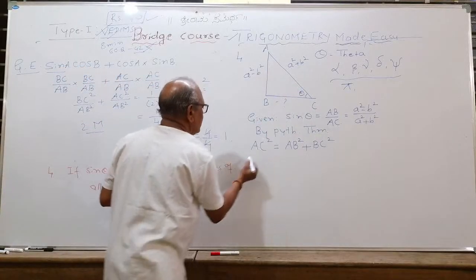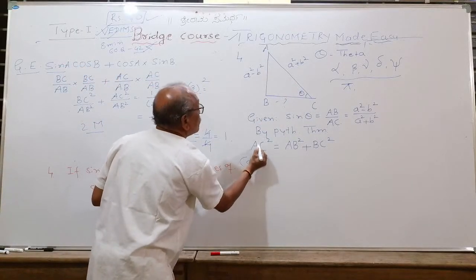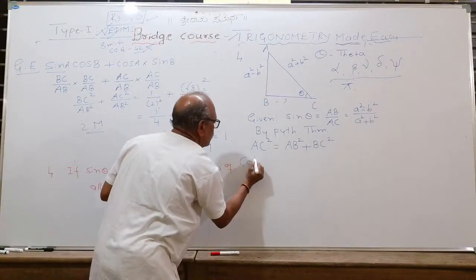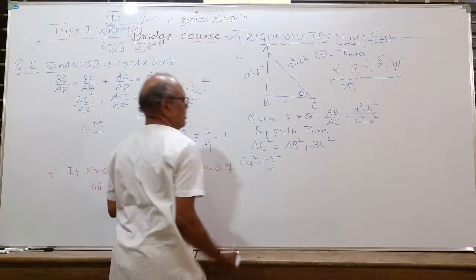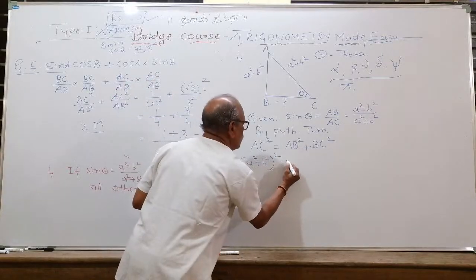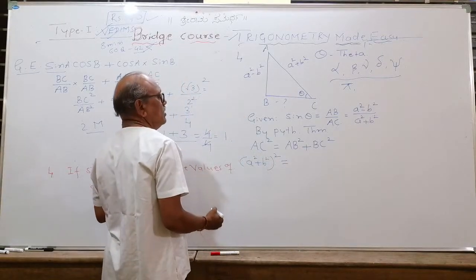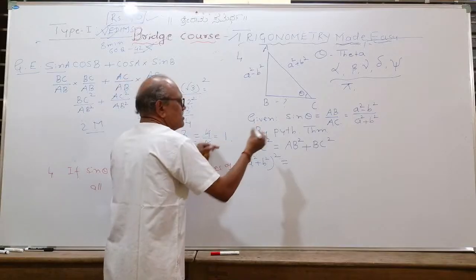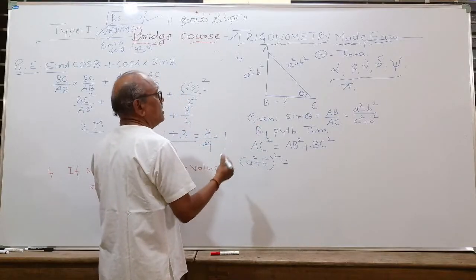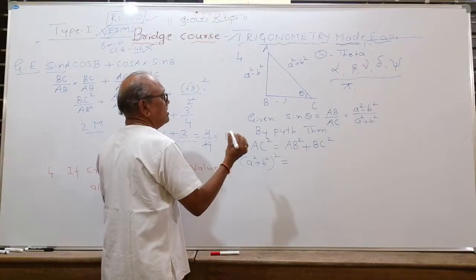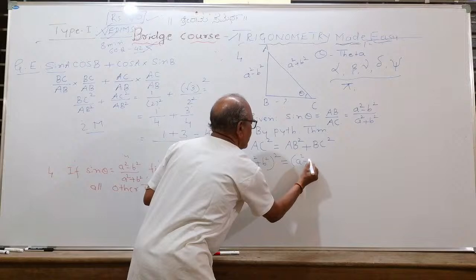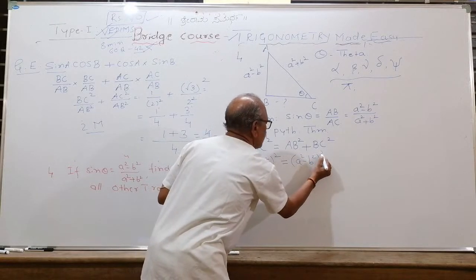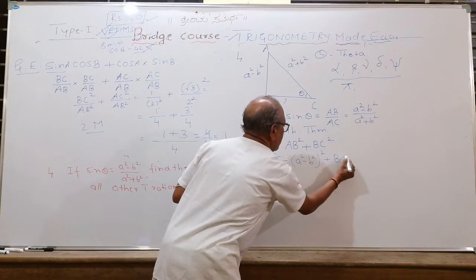AC square, what is AC square equal to? AC square is equal to, simply write AC value, a square plus b square whole square. Do you agree with me? Is equal to, carefully, completely focus, be alert. What mathematics requires is alertness. AB square is a square minus b square plus what? BC square.